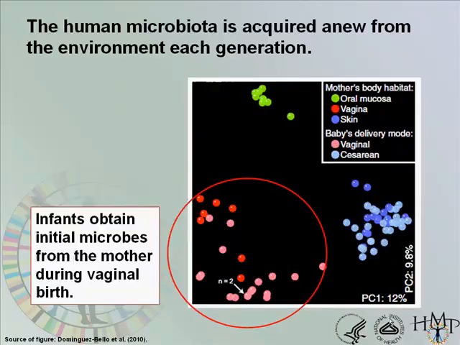Infants acquire their initial microbes from the mother during normal vaginal birth, okay? And here is a diagram, a PCA plot in color. The mother's body habitat microbes are in bolder colors. Oral is in green, vaginal is in red, and skin is in blue. In the case of the baby, here are the metagenomes from babies delivered vaginally versus babies delivered by cesarean.